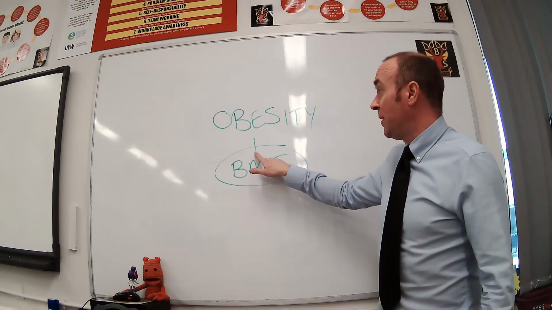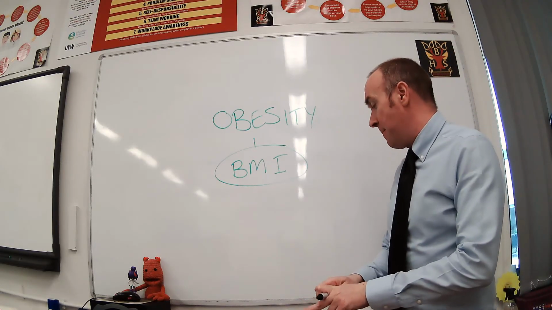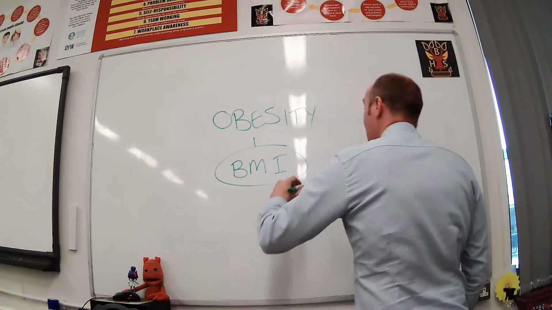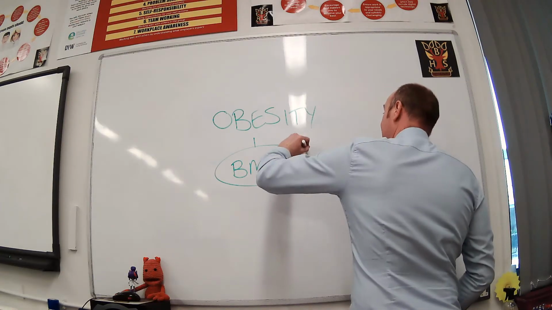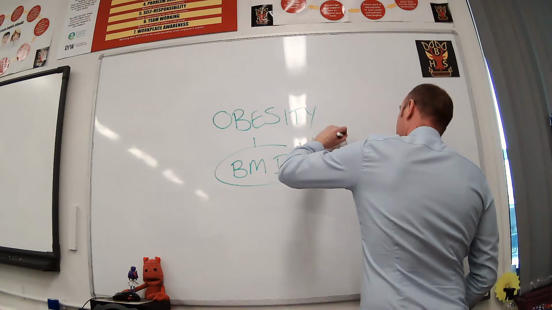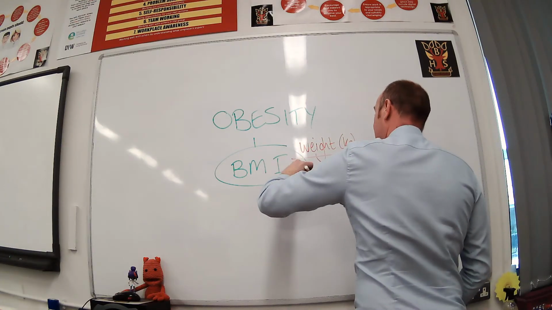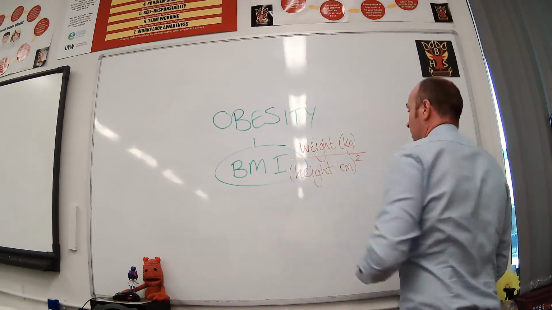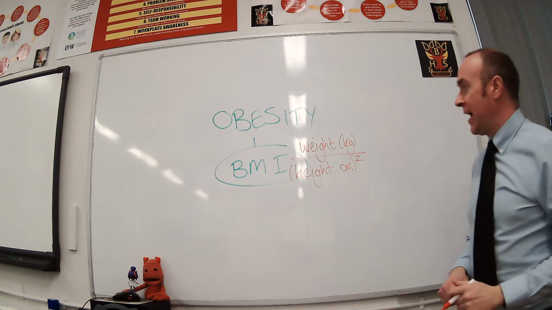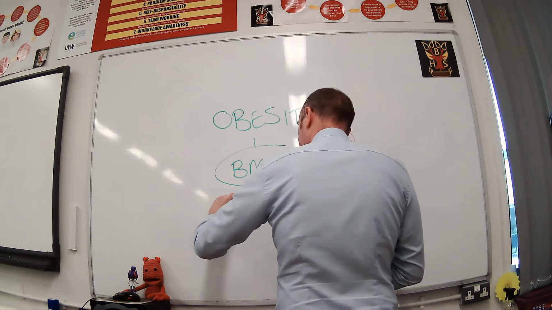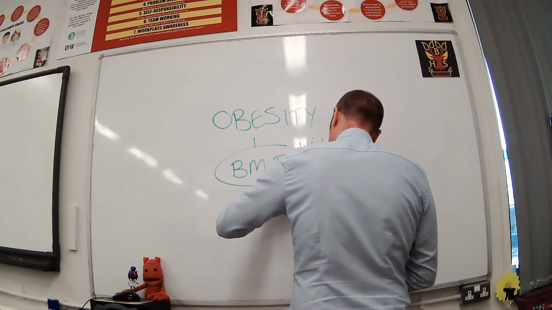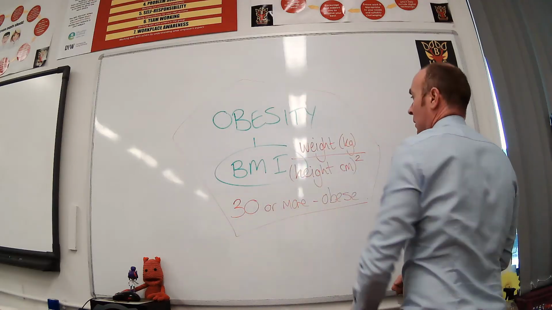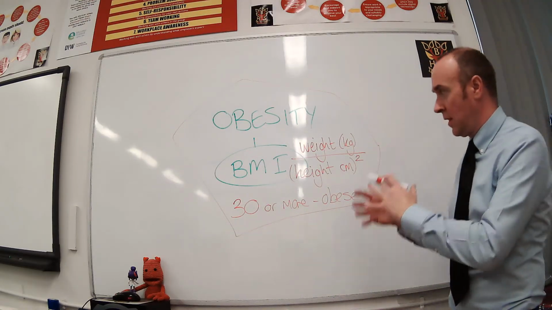Now, the BMI, with the possible exception of calculating cardiac output, is the only place in higher biology where you're going to be expected to know the equation for something. Okay, so if we want to calculate a person's BMI, you take their weight in kilograms and you divide it by their height in centimetres squared. That's how you calculate BMI. And a BMI of 30 or more means you are obese. Okay, so again, just let that absorb.